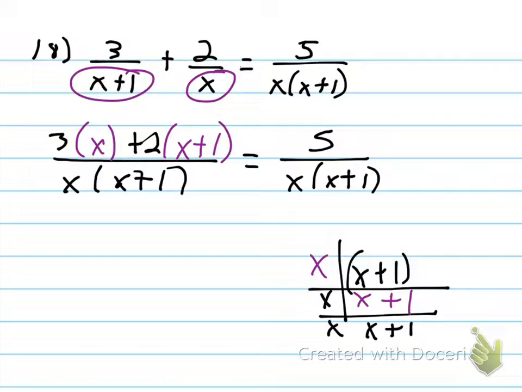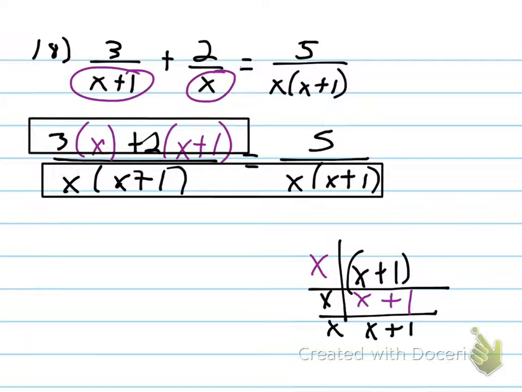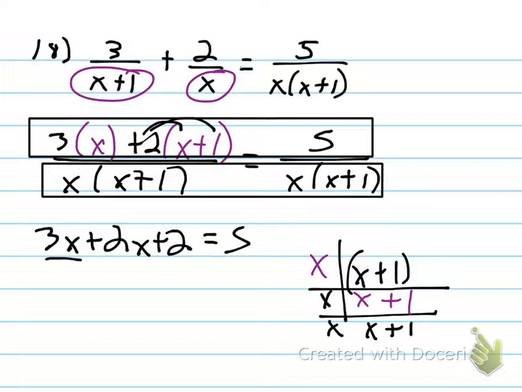And now, since the denominators are the same, the numerators must be equal. So 3x plus 2x plus 2, because I distributed the 2, equals 5. I'll combine these for 5x. I'm going to subtract 2 on both sides and get 3. And when I divide by 5 on both sides, x equals 3/5.